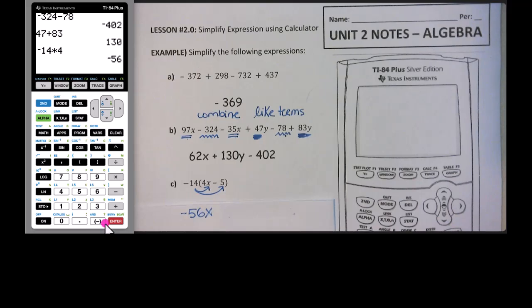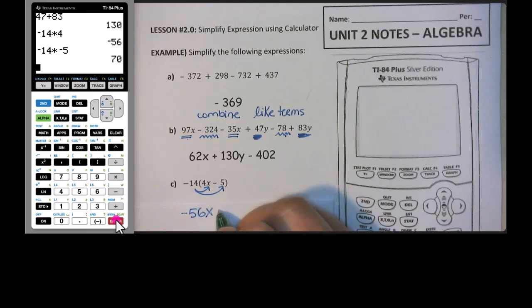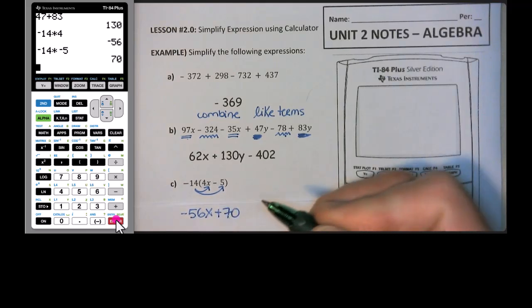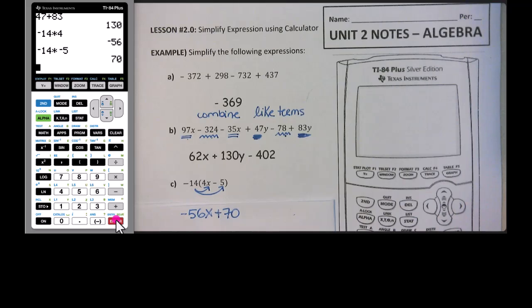and then we're going to do it again. So negative 14 times negative 5. Notice that I'm using the little negative, and I get positive 7. So I write positive 7. So that's my answer there.